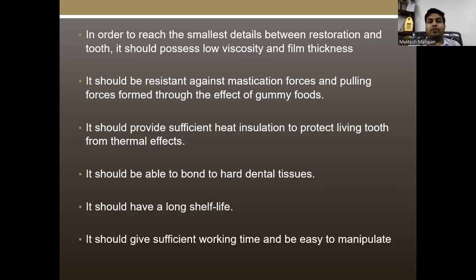It should provide sufficient heat insulation to protect the living tooth or vital tooth from thermal effects. It should be able to bond to the hard dental tissues. It should have a long shelf life. It should give sufficient working time and be easy to manipulate. The luting cement should have sufficient working time and mixing time and of course the setting time.